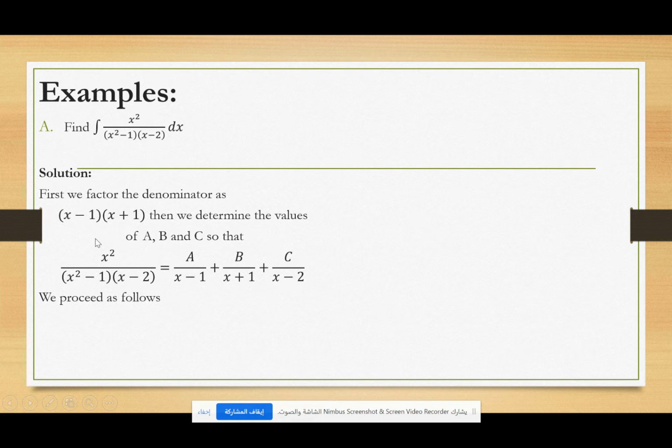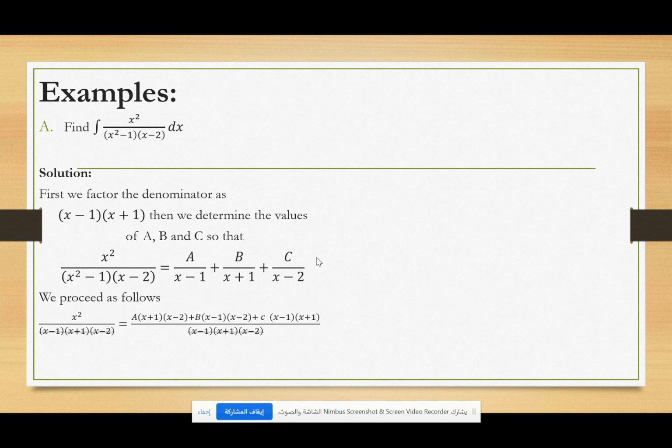We can see that the whole proper fraction, which is x squared over (x squared minus 1)(x minus 2), can be split like that: x minus 1 in one fraction, x plus 1 in the other fraction, and x minus 2 in the third fraction. But we don't know actually how much the numerator should be. Because of that, we represent them by letters like A, B, and C.